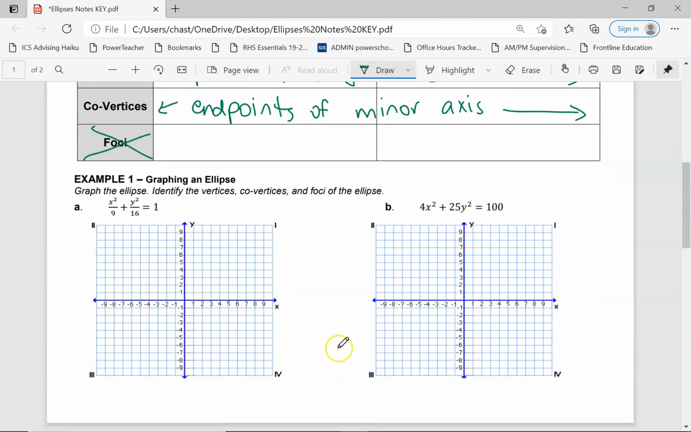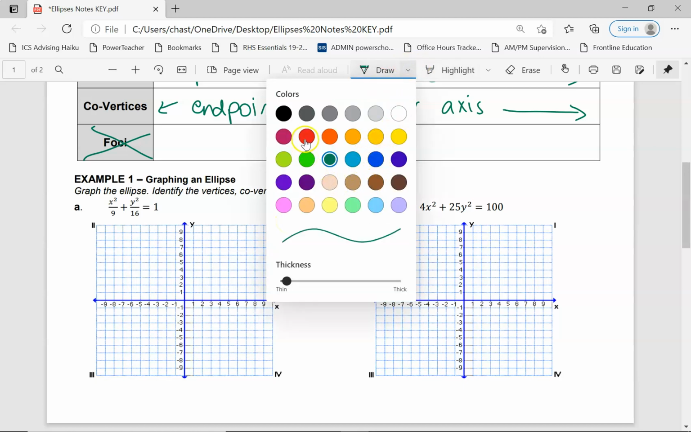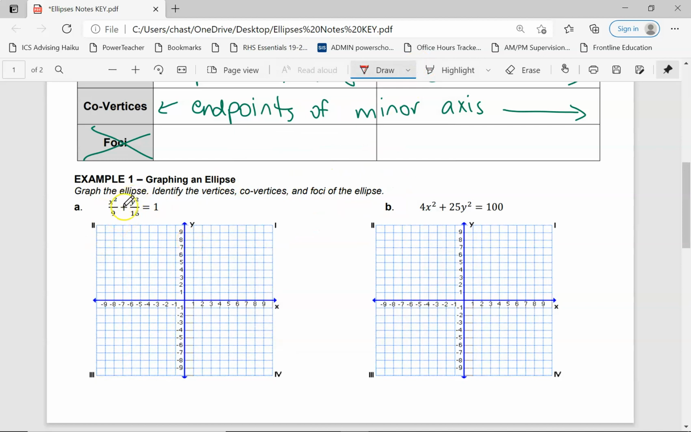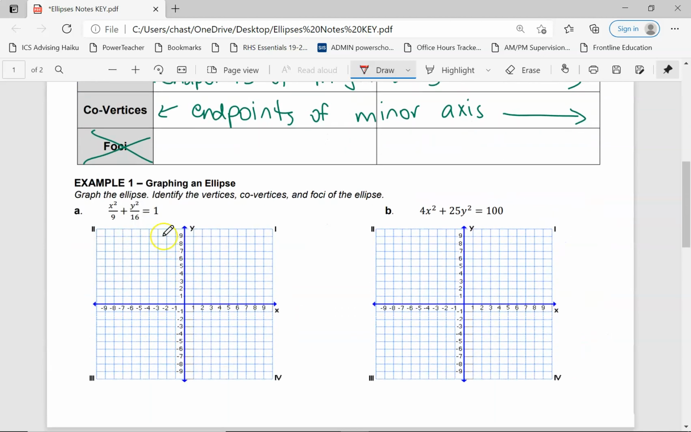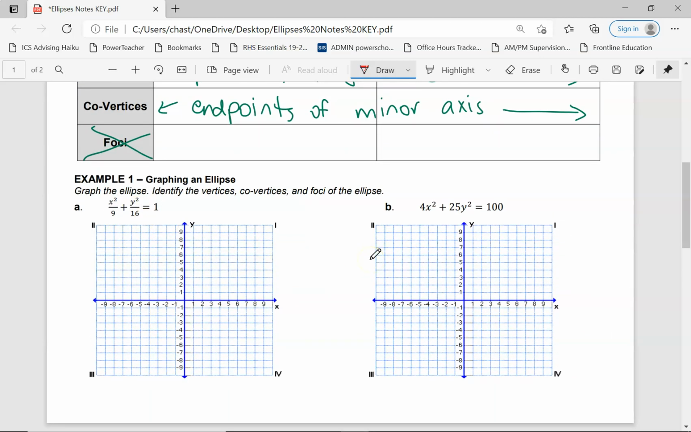All right, so I'm going to start with graphing some ellipses. If we look at this first one, the first equation is already written in the form of an equation where we're at the origin. So we have a center at the origin. I'm going to go ahead and plot that point now. To determine whether the major axis is horizontal or vertical, I look for the larger denominator. My larger denominator is this 16, and that's underneath the y, so I know it's going to be taller than it is wide.